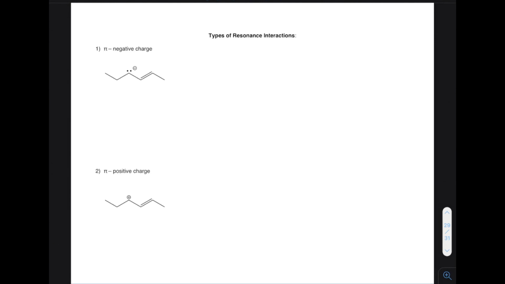So there's a few different types of resonance interactions, as we've kind of already discussed. Let's take a look at some of them and go through some quick examples. I'd recommend trying to do these on your own before I go through them. Those will be some good quick practice, and I am going to go through these kind of quickly.